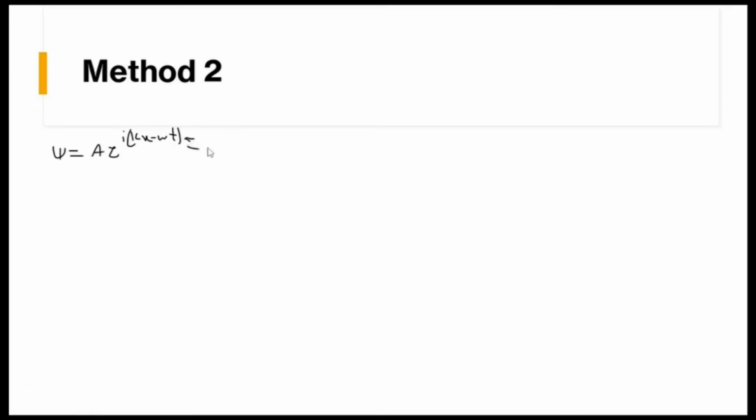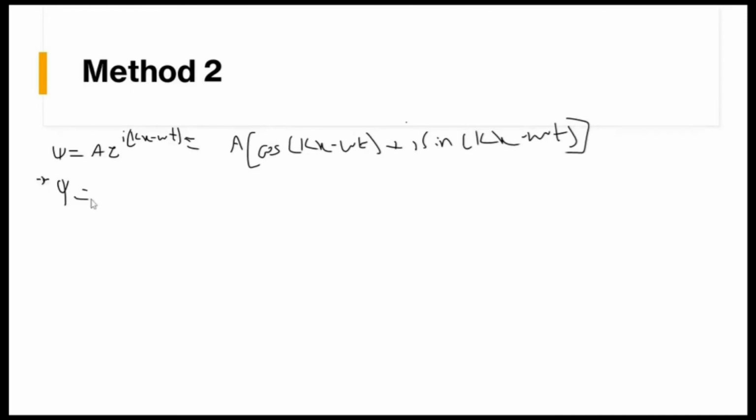A into cos of (kx minus omega t) plus i sine of (kx minus omega t). And similarly, the function equals A into e to the power minus i times (kx minus omega t), which is the complex conjugate, which equals A times cos of (kx minus omega t) minus i sine of (kx minus omega t).